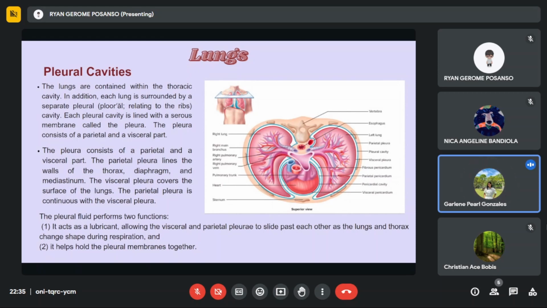The pleural fluid performs two functions. First, it acts as a lubricant, allowing the visceral and parietal pleurae to slide past each other as the lungs and thorax change shape during respiration. And secondly, it helps hold the pleural membranes together.